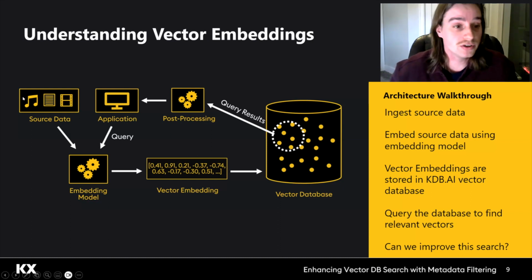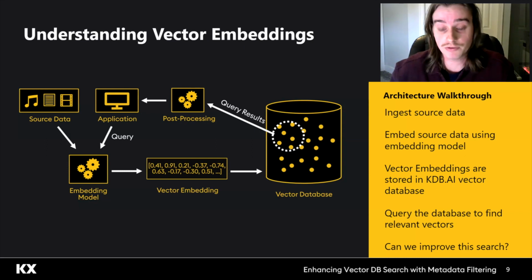But what we can do is take this data and send it through an embedding model. An embedding model is just a deep learning model that you can get from a variety of sources like OpenAI, or there are many open source embedding models on platforms like Hugging Face. You send your source data through an embedding model, and the embedding model creates a vector embedding. A vector embedding is just a numeric representation of your original source data.